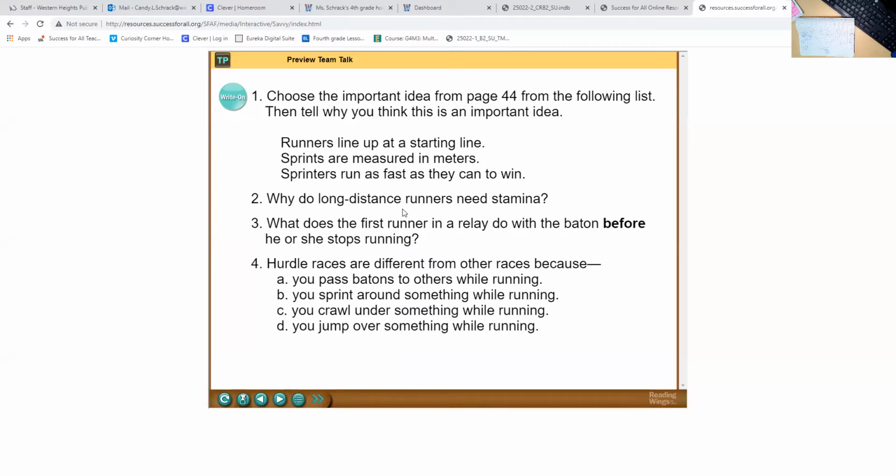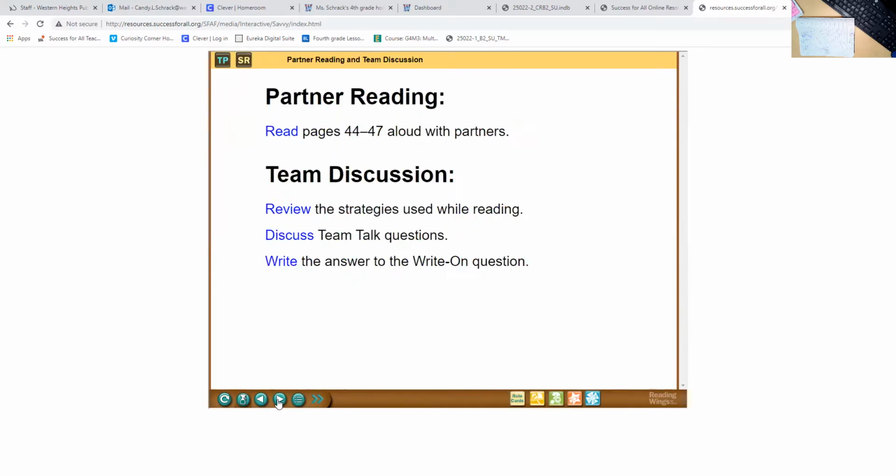Number 2 says, why do long distance runners need stamina? Remember, when you're answering the question, you're going to include a question stem. So you're going to restate part of your question in your answer. What does the first runner in a relay do with the baton before he or she stops running? And then, hurdle races are different from other races because, and you have these choices: you pass batons to others while running, you sprint around something while running, you crawl under something while running, or you jump over something while running.